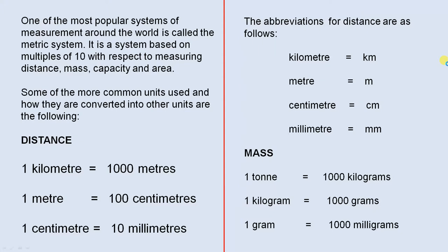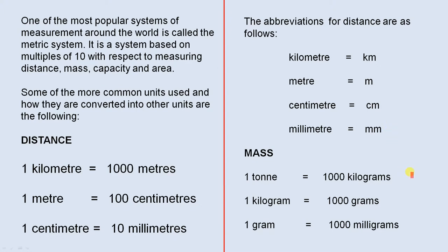Distance. 1 kilometre equals 1,000 metres. 1 metre equals 100 centimetres. 1 centimetre equals 10 millimetres. The abbreviations for distance are as follows. The kilometre is km, the metre is m, centimetre is cm, the millimetre is mm.